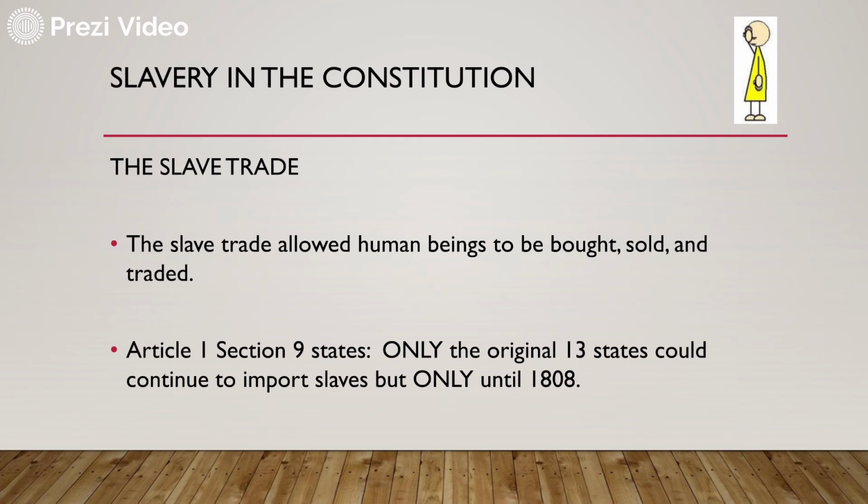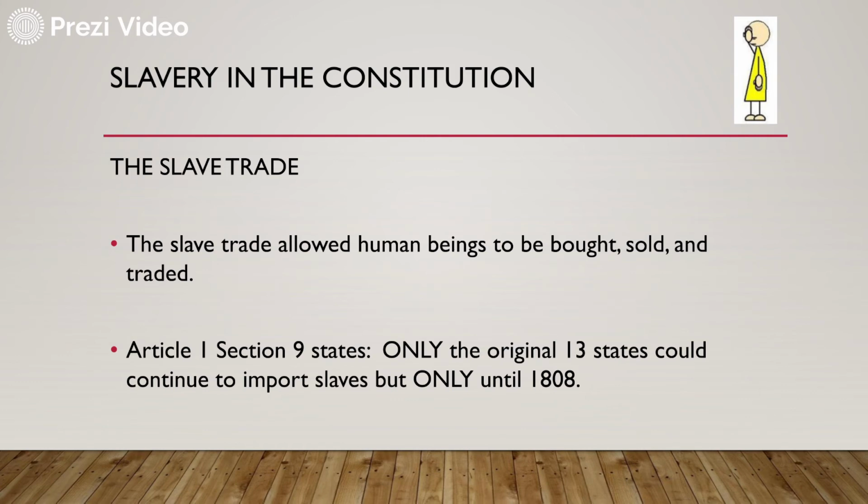Article 1, Section 9 states that only the original 13 states could continue to import slaves, but only until 1808. So it put a timeline that after 1808, they were not going to bring in more slaves from other countries. One of the reasons for that was they didn't want more slaves brought in than the actual amount of free white people at the time. They didn't want the slaves to outnumber them.